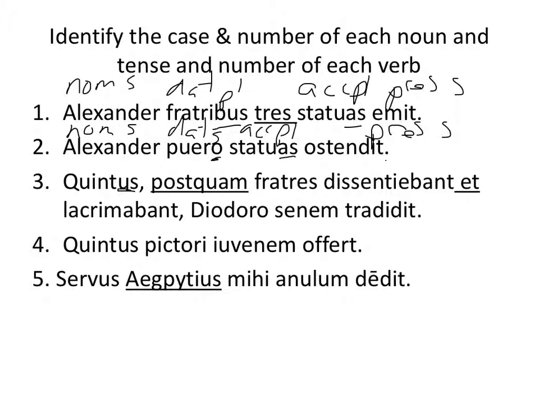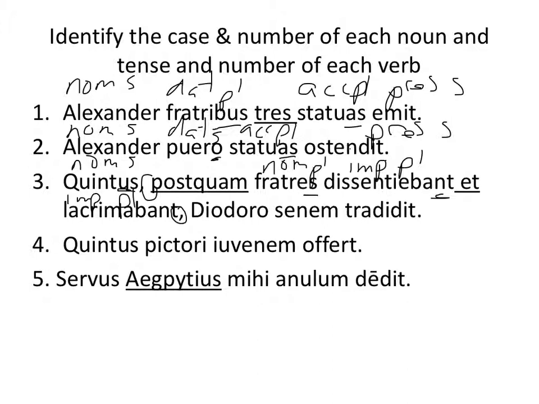Quintus with that US is going to be nominative singular. Now what's interesting here is you have an NT here. So suddenly we have a plural verb, but we can't have a plural verb with a nominative singular unless, because of these commas, we now have a new nominative. So this is going to be nominative plural. Dissentiabat, that BA makes it imperfect plural. Same thing with lacrimabat, imperfect and plural.